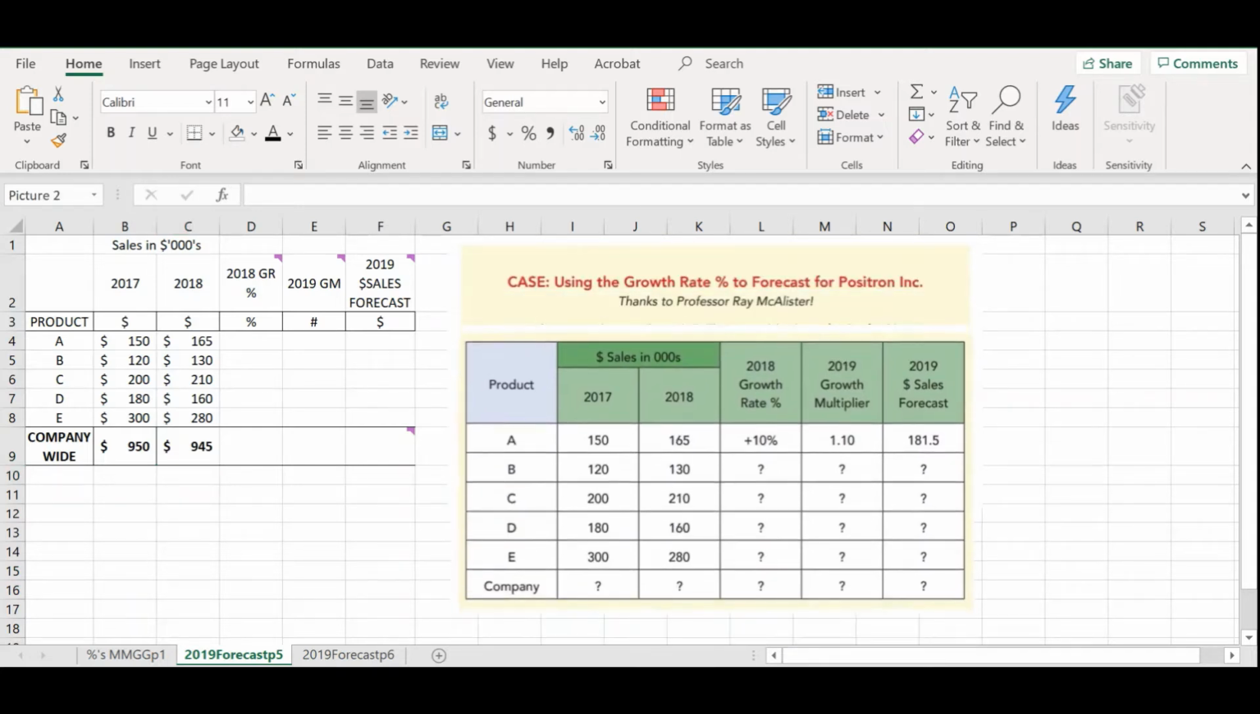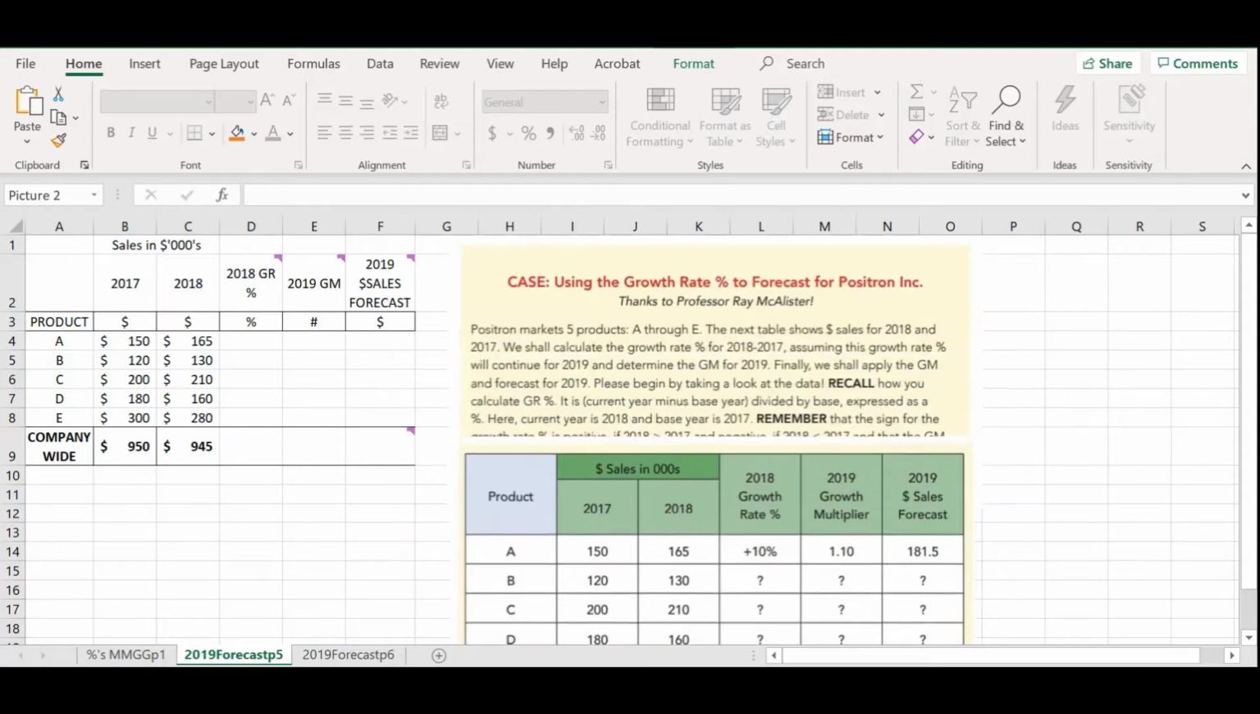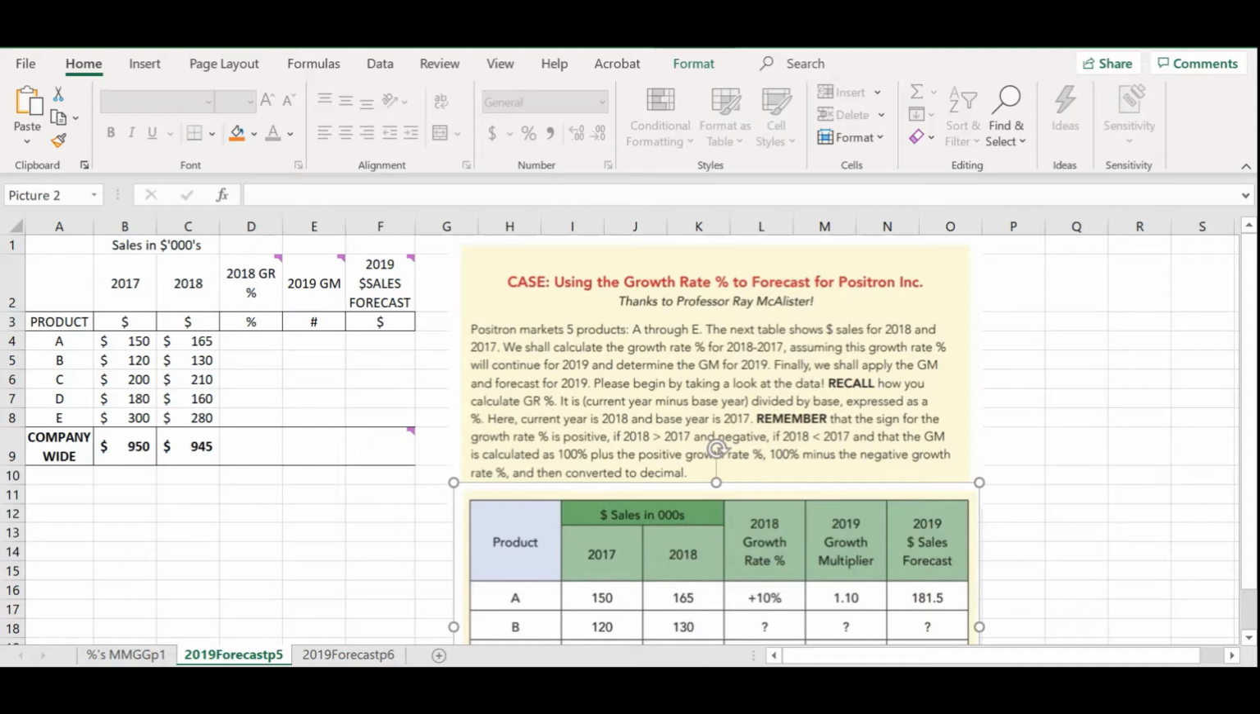Now, one of the things the book already gave us was the answer to what the growth rate was in 2018, then the growth multiplier in 2019, and then a forecast for 2019 in total sales. Again, these are in thousands. So if we do the problem correctly, our numbers will match up. So there's an explanation of the reason we're doing this.